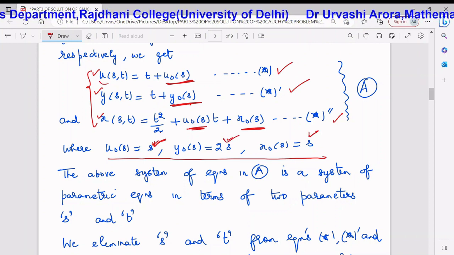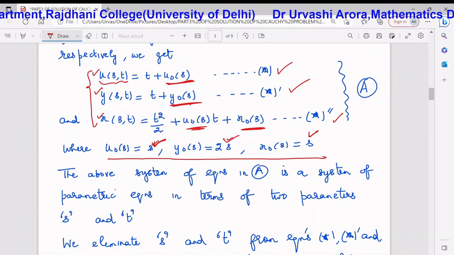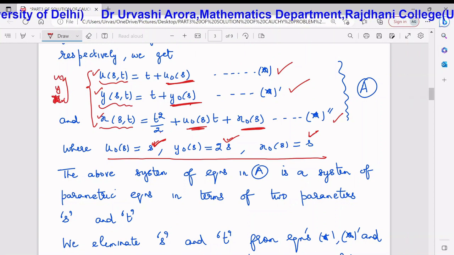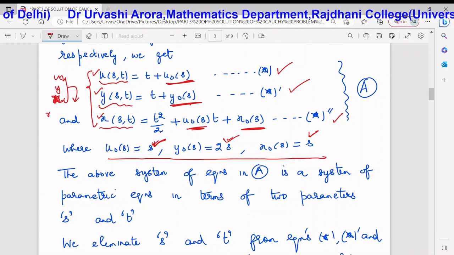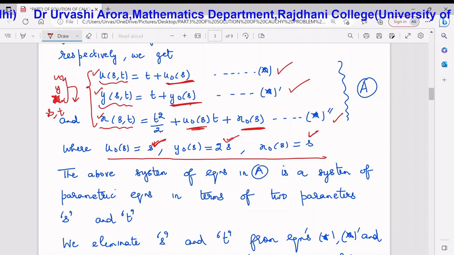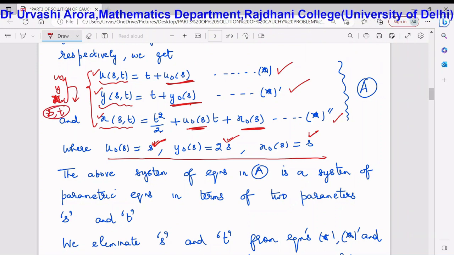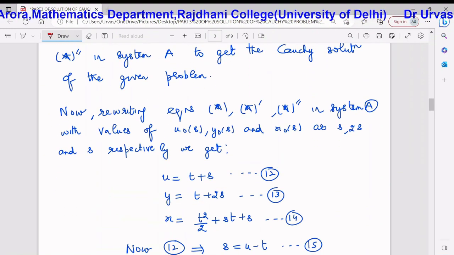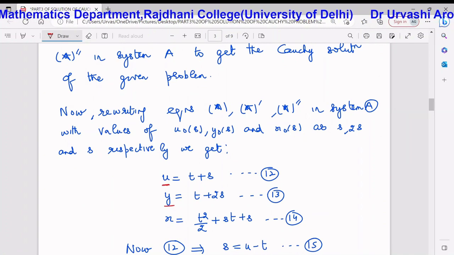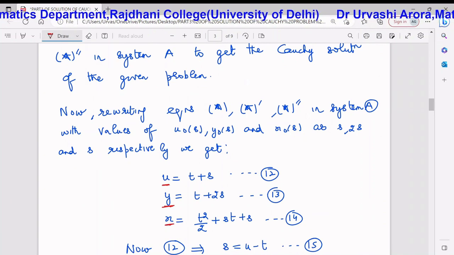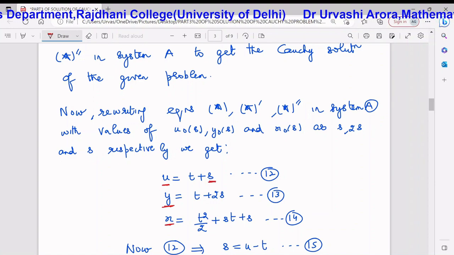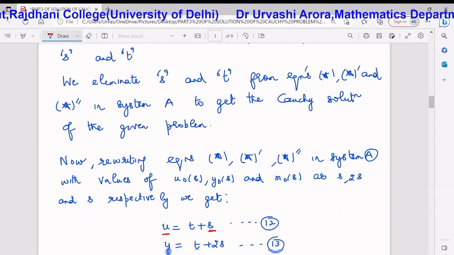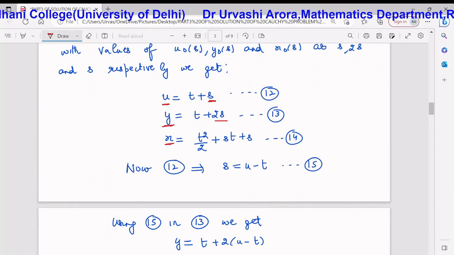Instead of u(s,t), let me write simply u, and y(s,t) as simply y, and x(s,t) as simply x. Although we know that u, y and x are all functions of the parameters s and t, let me simply write the equations in simple form. Also, these are the initial conditions. I am putting in the values of u naught s, y naught s and x naught s. So, these are the final equations that you have after putting in the initial values.